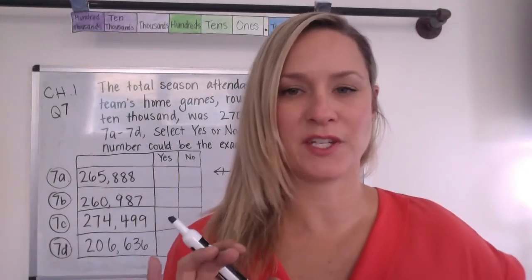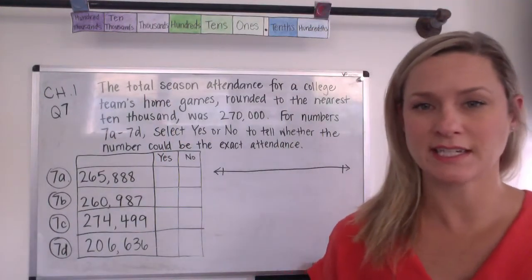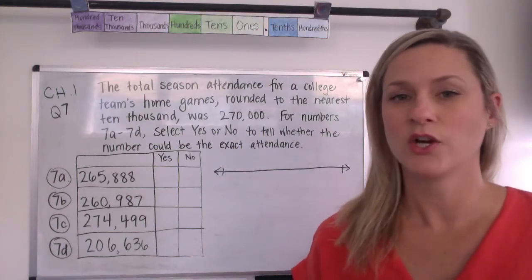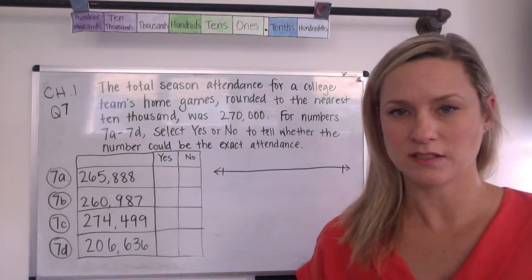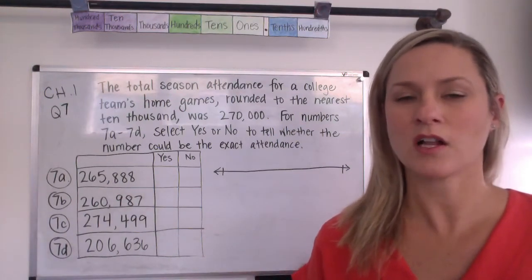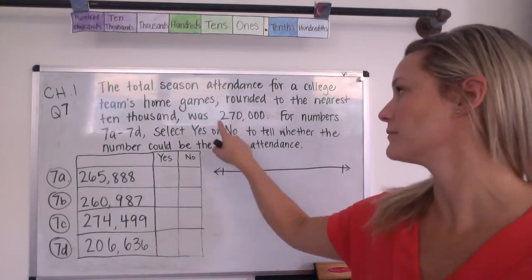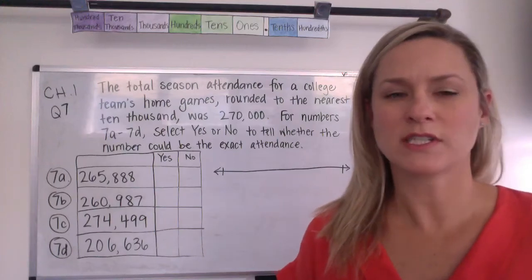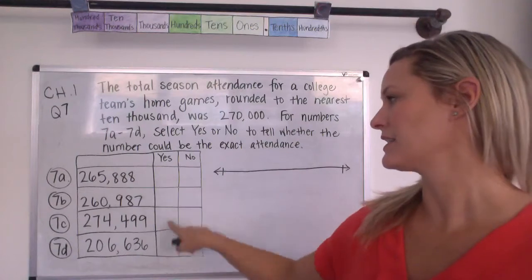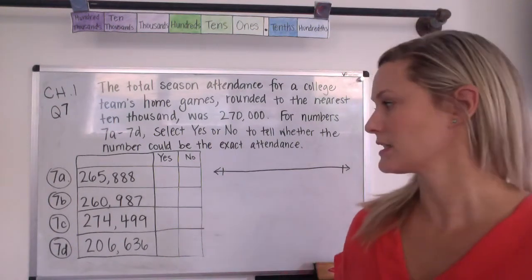All right, kids, for this one, we're going to do question 7, another rounding one. So here's the question. The total season attendance for a college team's home games rounded to the nearest 10,000 was 270,000. All right. So wrap your mind around that. Okay, was this number. So for numbers 7A through 7D, we have to select yes or no to tell whether the number could be the exact attendance.